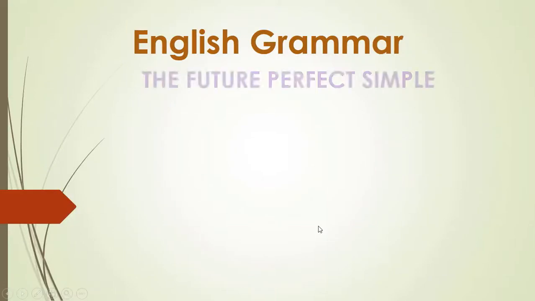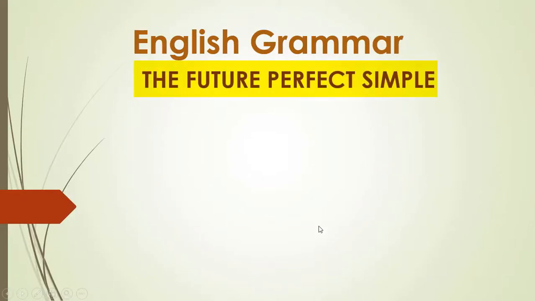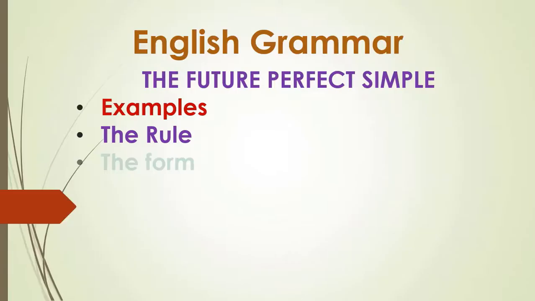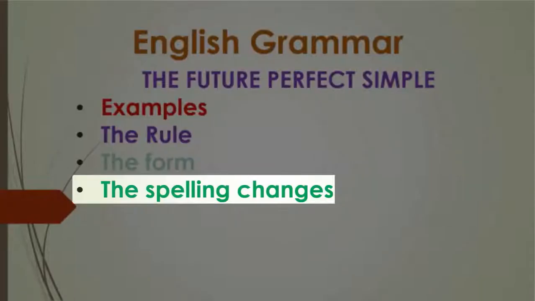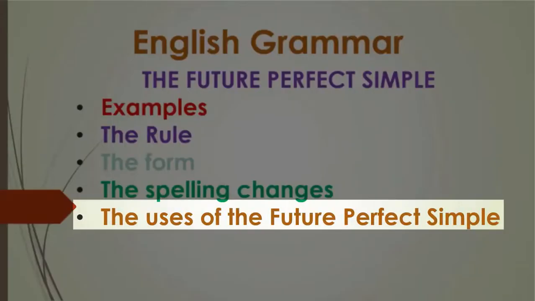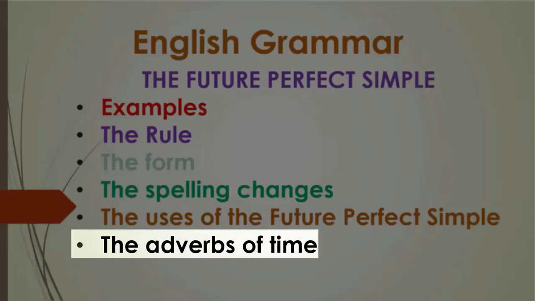English grammar. The future perfect simple. Examples: the rule, the form, the spelling changes, the uses of the future perfect simple, and the adverbs of time of the future perfect simple.